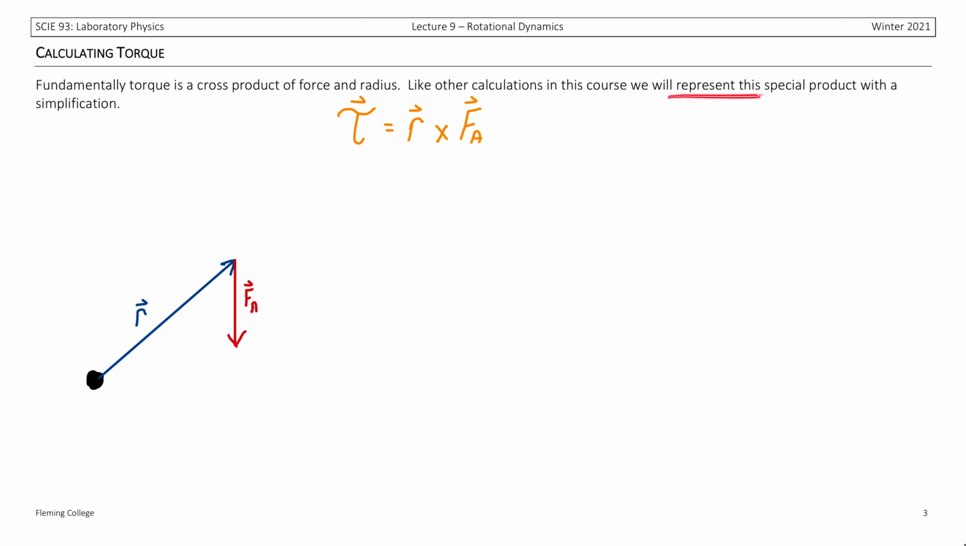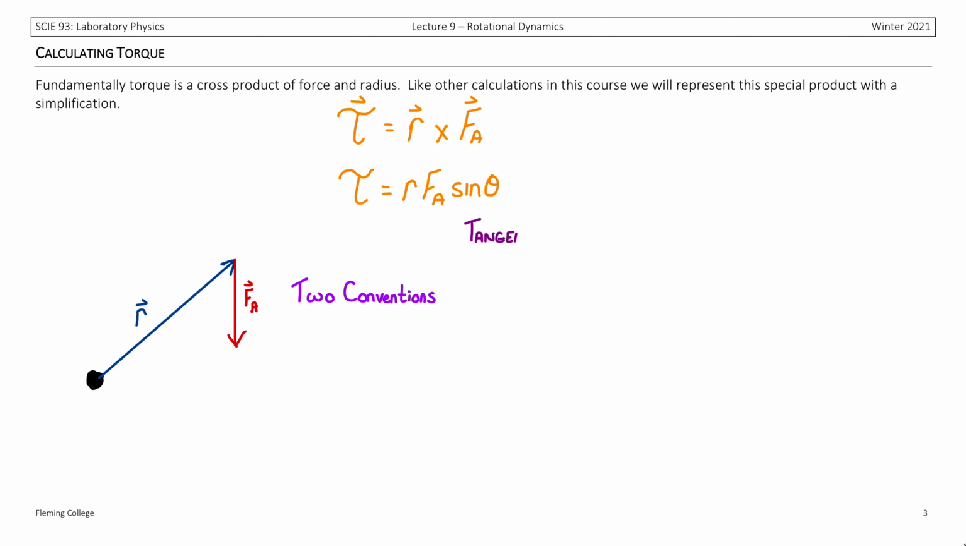We can actually represent this with a special product simplification here. To do that, we consider the magnitude of the torque is equal to the magnitude of the radius multiplied by the magnitude of the force applied, and then we multiply that by the sine of the angle between those two vectors. There are two conventions that dictate the way we think about this angle theta. It represents the angle between the two vectors.